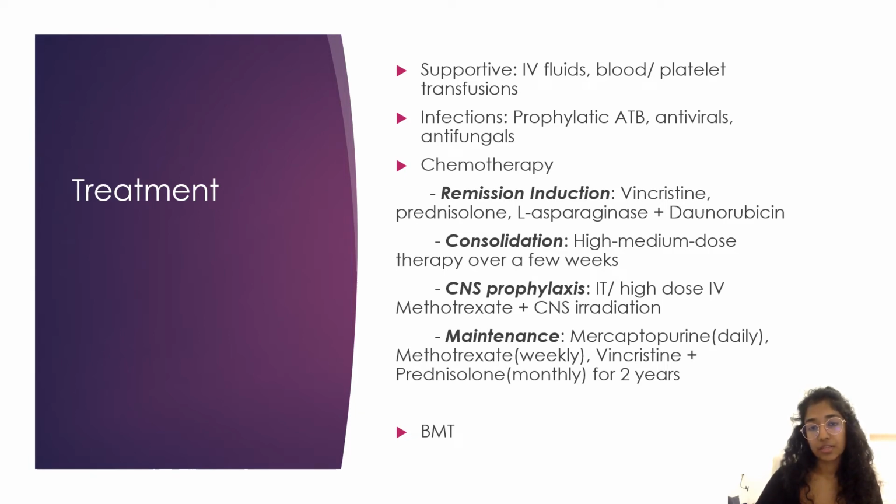Maintenance of the therapy is done by making use of drugs like mercaptopurine, which is given daily, methotrexate, which is given weekly, or vincristine and prednisolone, which in combination are given monthly for a period of around 2 years. When these kinds of therapy are not really that effective, or in the case of patients that have a good prognosis or are quite young, in the case of ALL, you make use of bone marrow transplants.